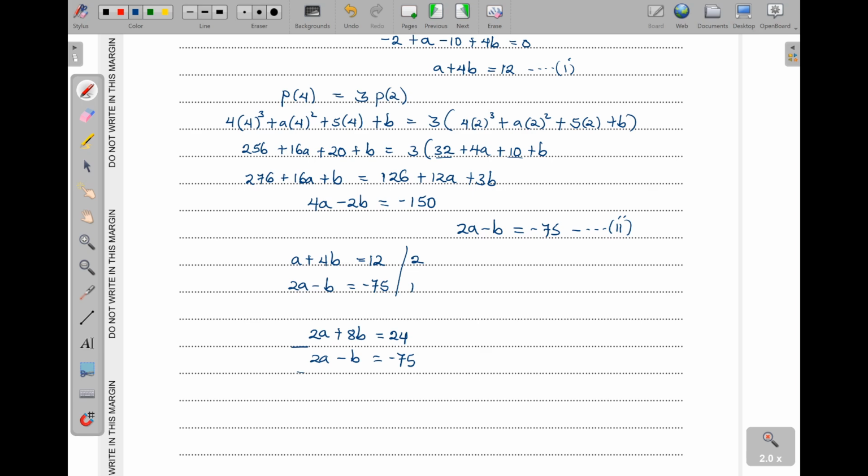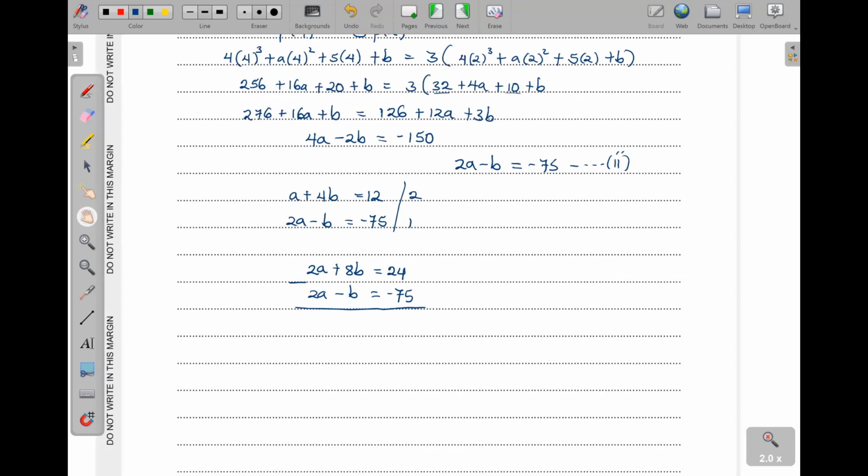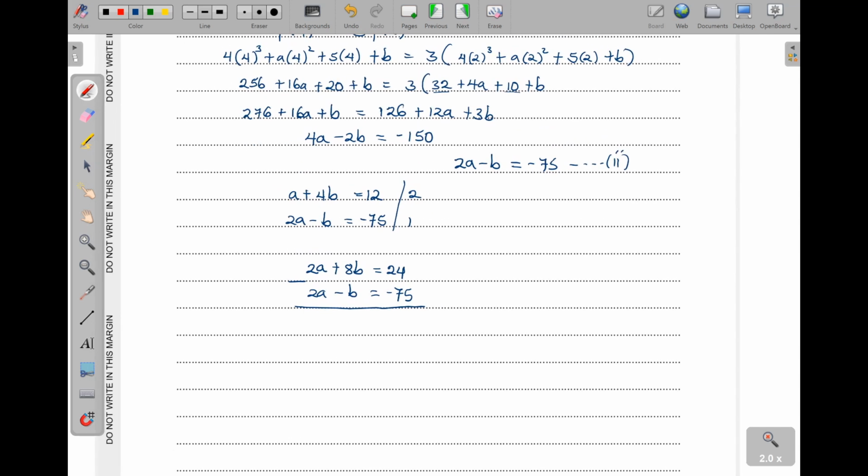When I subtract them, since the coefficients are of the same size, you just subtract. So we shall have now 8b minus b, that will be 9b. So we shall have here 9b, which is equivalent to 24 minus 75. So they add up, we shall get 99. So if we divide all through by 9, that means our b is going to be equal to 11.